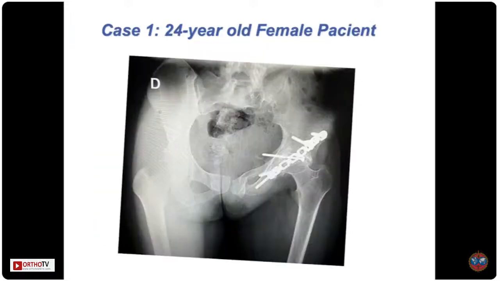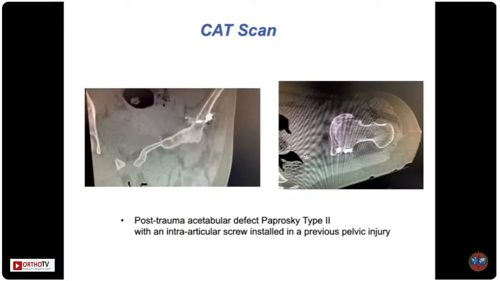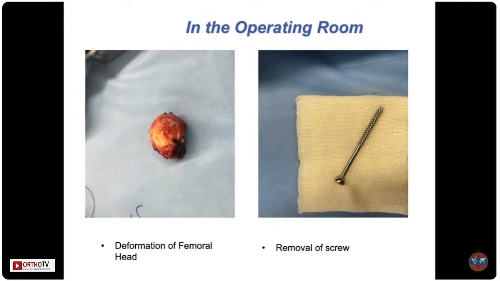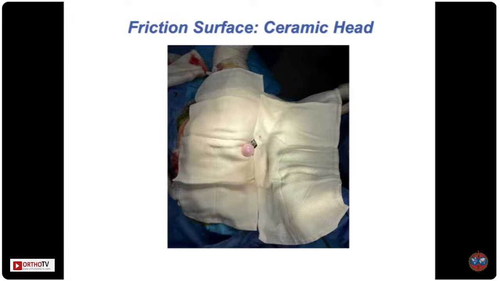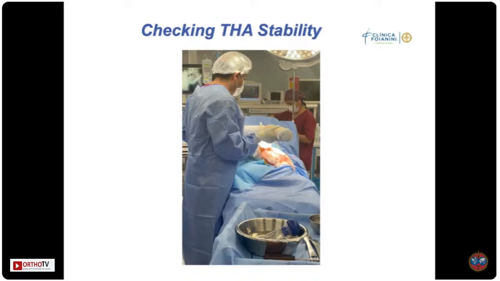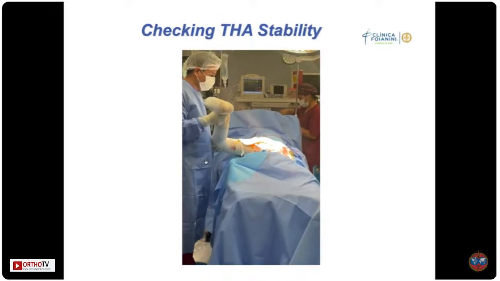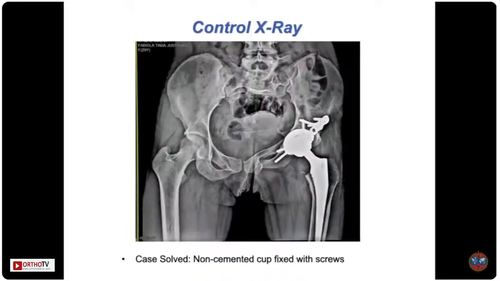Case 1, a 24-year-old female patient. CAT scan: post-trauma acetabular defect, Paprosky type 2, with an intra-articular screw from a previous pelvic injury. In the operating room, dislocating the femoral head, removal of the screw, ceramic friction surface at the head, checking THA stability. Control X-ray: case solved with a non-cemented cup fixed with a screw.